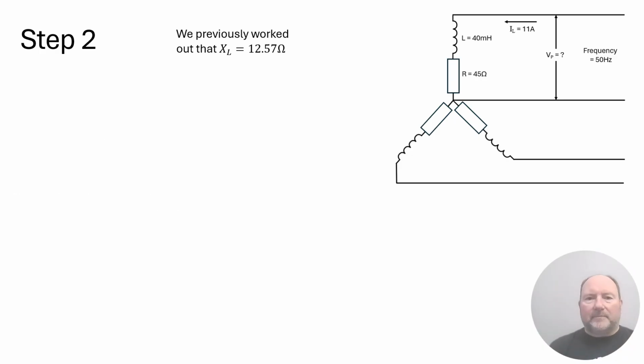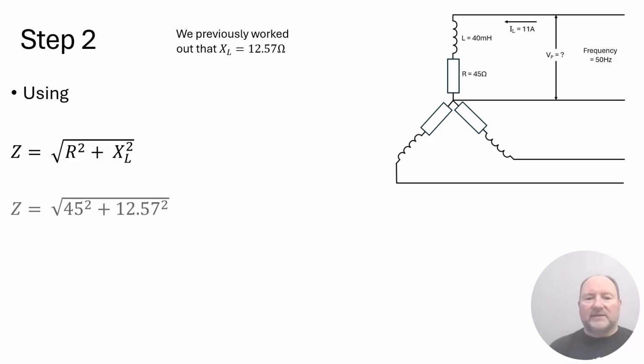Next, the second step, we can now find the impedance using Z is the square root of R squared plus XL squared. We worked out XL in the previous slide. So the resistance is 45 ohms, so it's 45 squared plus 12.57 squared, all square rooted. Put those into a calculator and you end up with an impedance of 46.72 ohms.